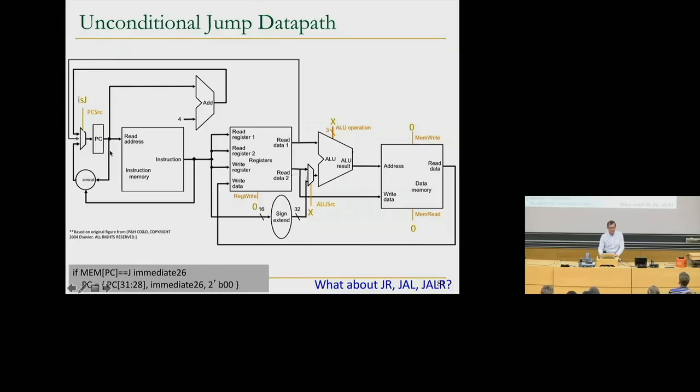So that's jump register for you. Basically you need to add the data path elements, the wires and the mux input, so that you could take the register that you're reading, specified by the instruction bits, and place it into the program counter. So that's the data path component that you need.